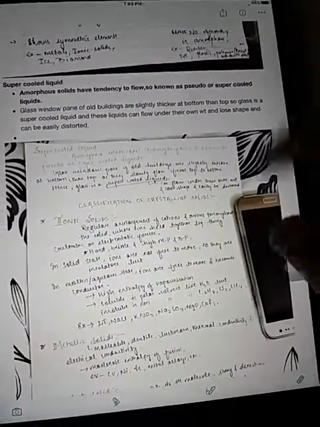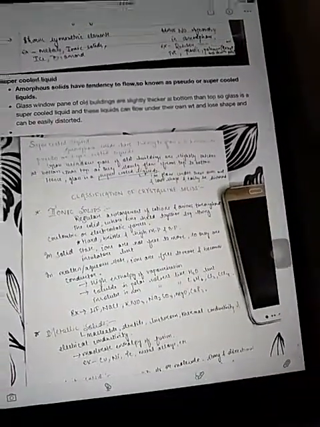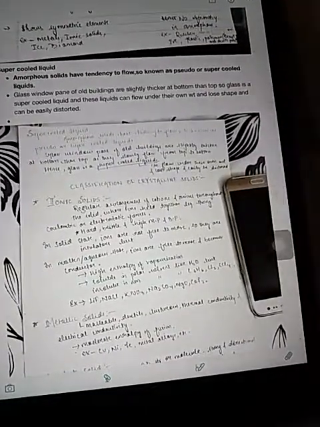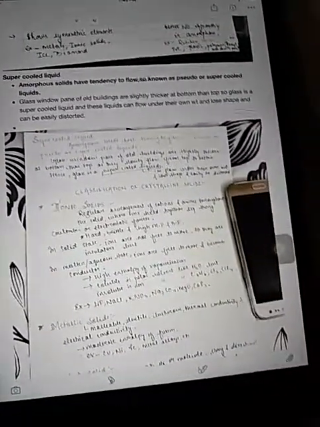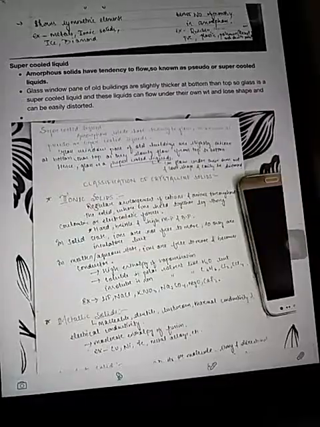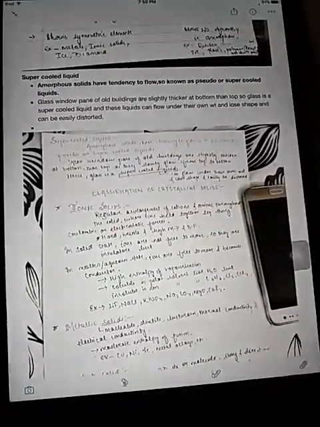Do you know an important fact? When you heat a glass-like structure, you can mold it the way you want into any shape, any irregular or any regular shape. You can try it at home. Take your mom's bangles, purely glass bangles, and heat them, and after you heat them, you will find you can mold them to any shape you want, like clay, so it can easily be distorted.